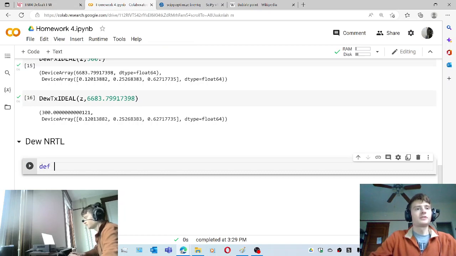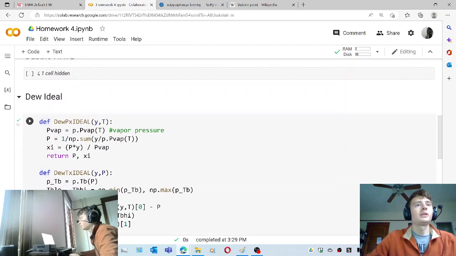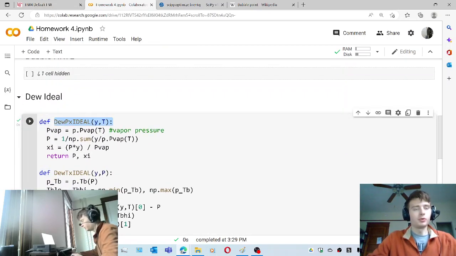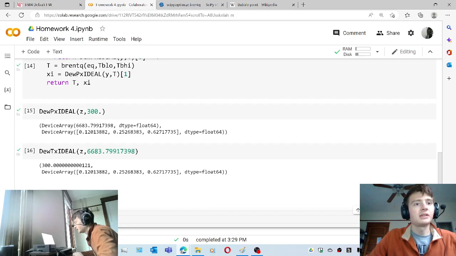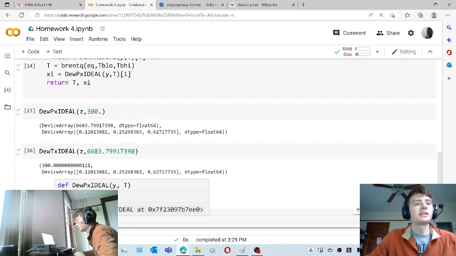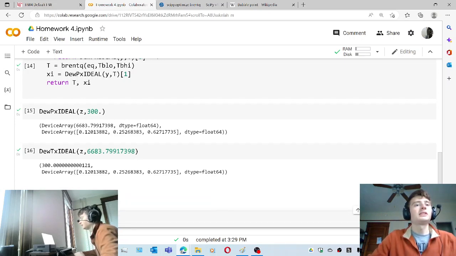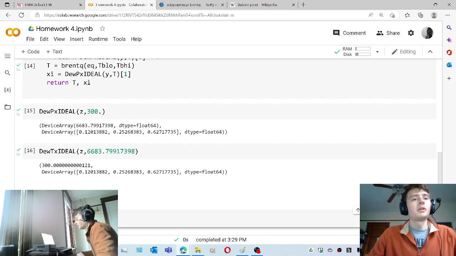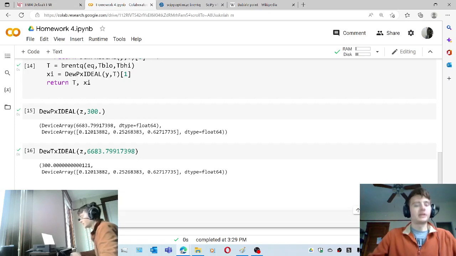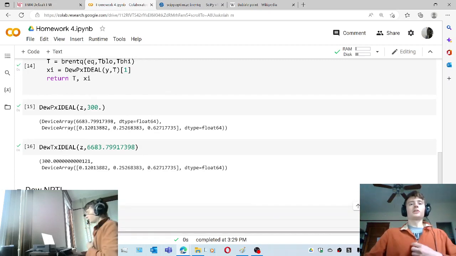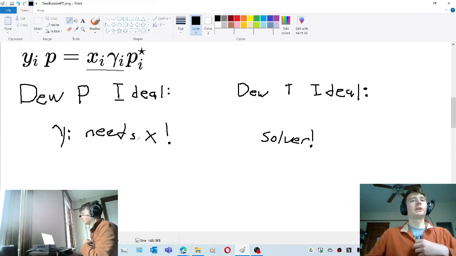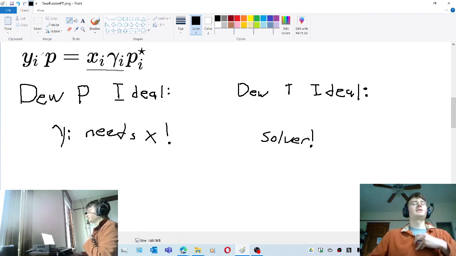So I want to define a function that will take the dew point. Nope, that's not it. There it is. It'll get the dew pressure and the composition of the first bubble, but this time I want it to be using the NRTL activity coefficients. So let's take a look in Paint real quick. This is what Raoult's law looks like with the activity coefficients, right?